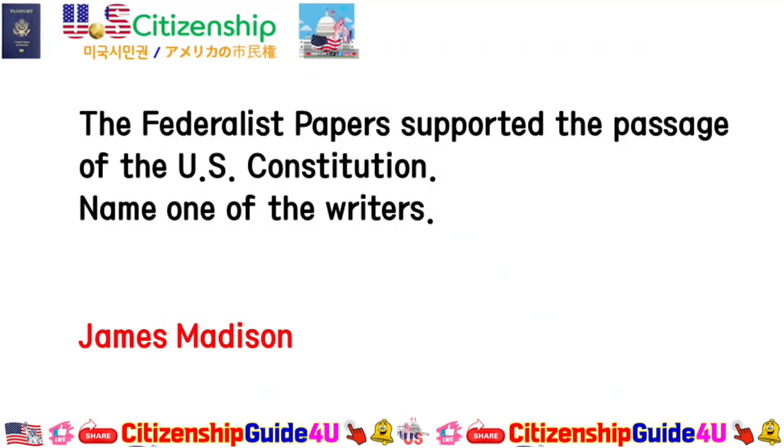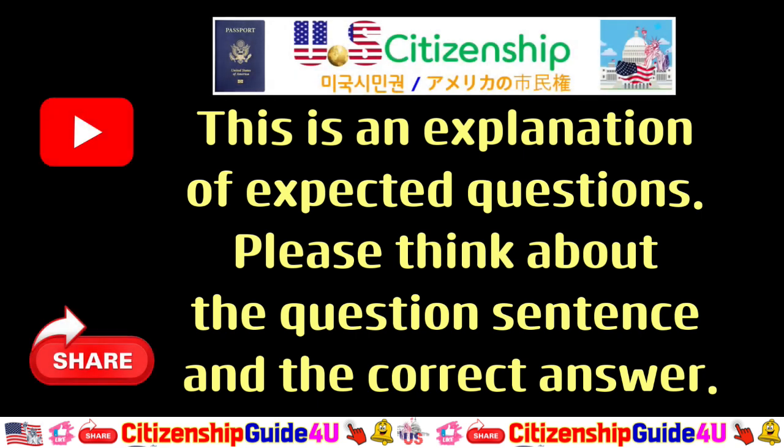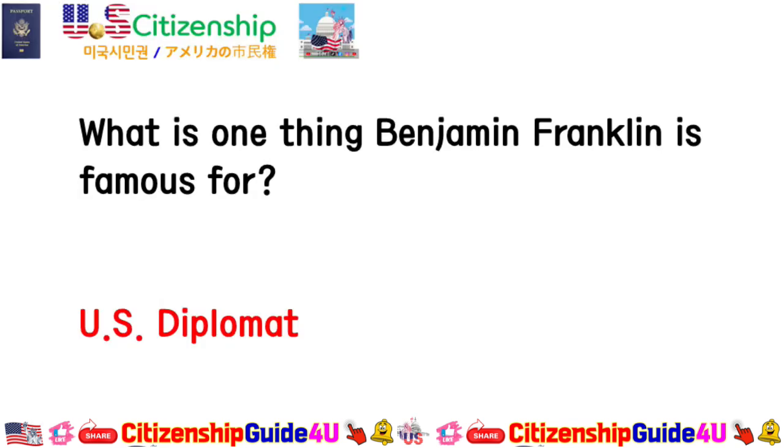The Federalist Papers supported the passage of the U.S. Constitution. Name one of the writers. James Madison. Benjamin Franklin is famous as an American diplomat, America's first Postmaster General, and author of Poor Richard's Almanac. What is one thing Benjamin Franklin is famous for? U.S. diplomat.